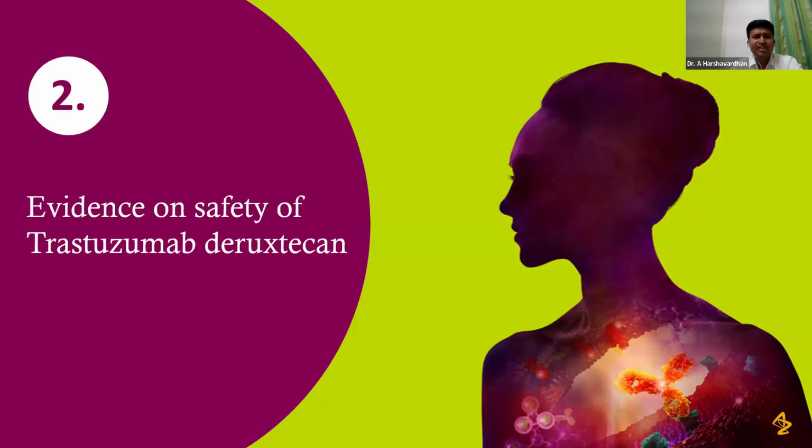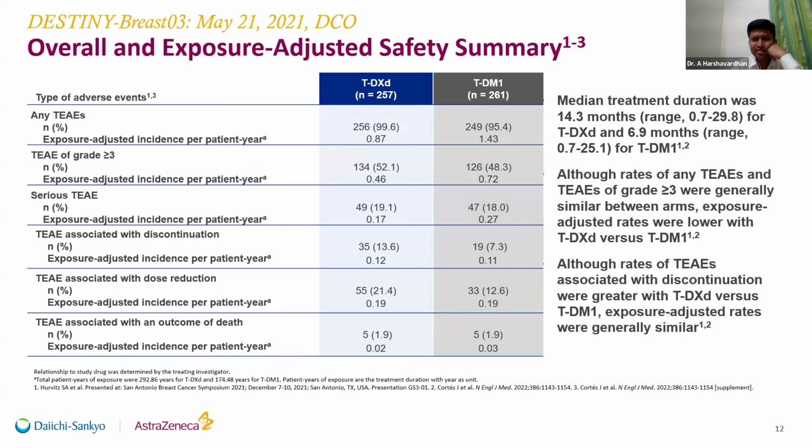On evidence and safety of trastuzumab deruxtecan, as per the Destiny Breast 03 trial, median treatment duration was 14.3 months for T-Dxd, compared to 6.9 months for TDM1. Although the rates of any TEAEs and TEAEs of grade 3 or higher were generally similar between the arms, exposure adjusted rates were calculated when the risk is constant: if the patient is exposed for more time, there is a greater chance of having that side effect compared to patients who are on a lesser duration.